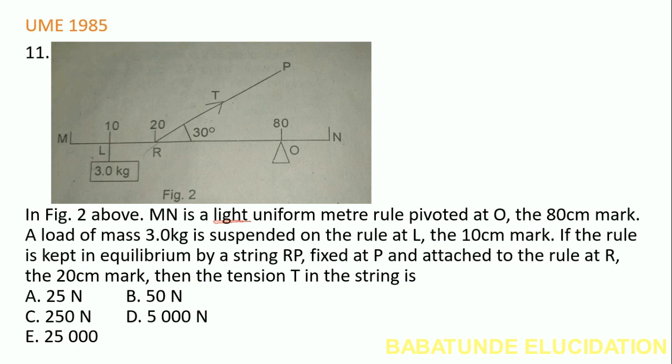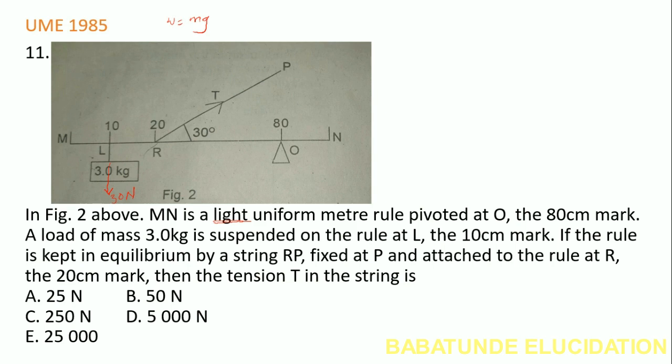Then we have, it is pivoted at O, at the 80 centimeter mark. A load of 3 kg is suspended on the rule at L. So if this load is suspended here, that implies that the weight here will be, and we know that weight is mg. So the mass is 3.0 kilograms times, if I assume 10 to be the acceleration due to gravity, we will be having 30 newtons. So that will be the weight hanging at the 10 centimeter mark.